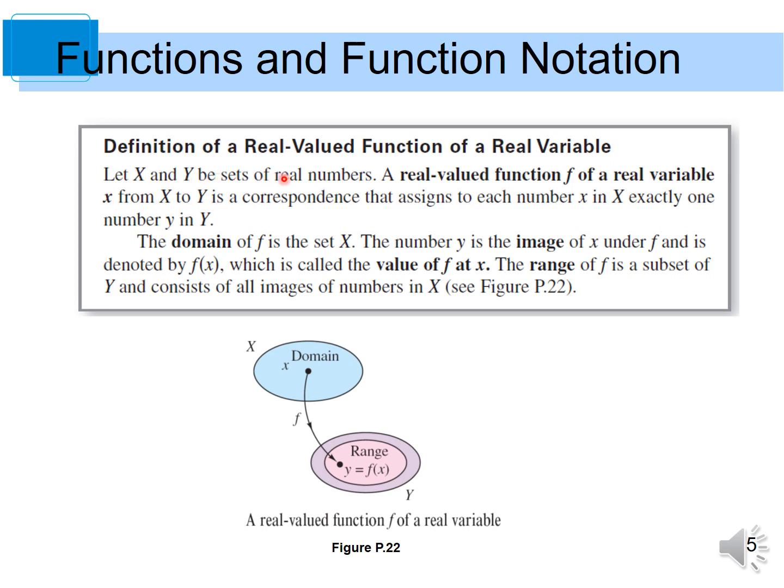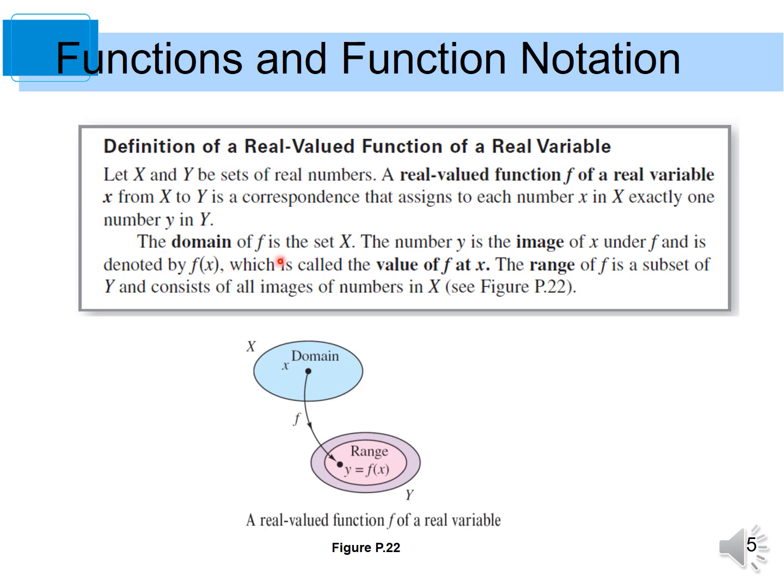Definition of a real value function of a real variable. Let Bx and By be sets of real numbers. A real value function f of a real variable x from Bx to By is a correspondence that assigns to each number x in Bx exactly one number y in By.